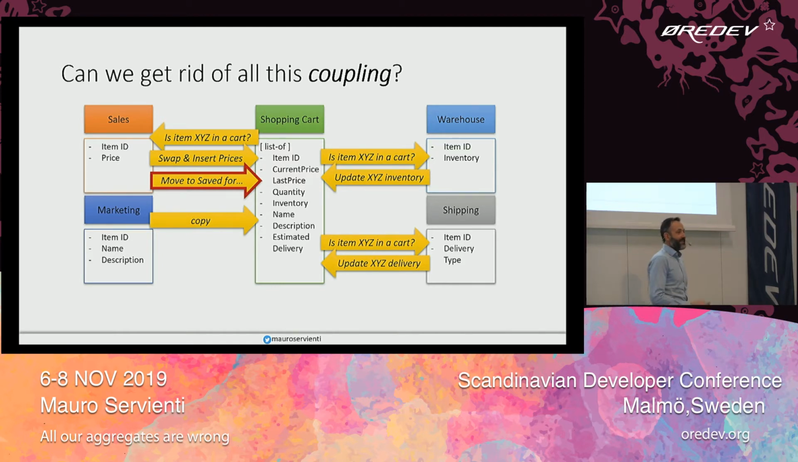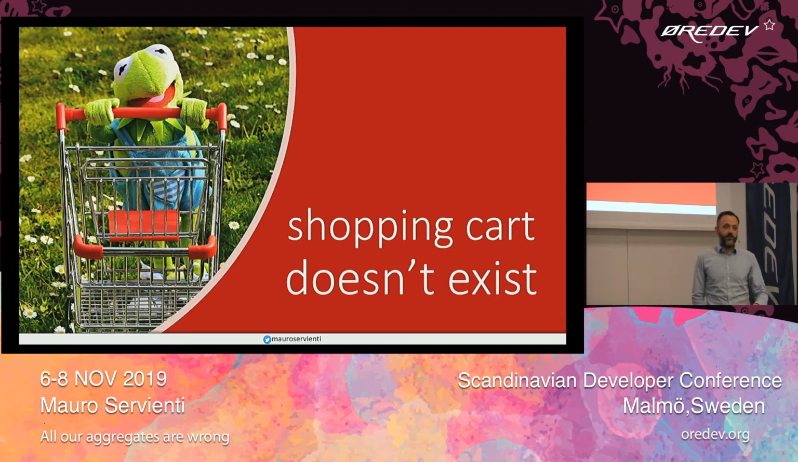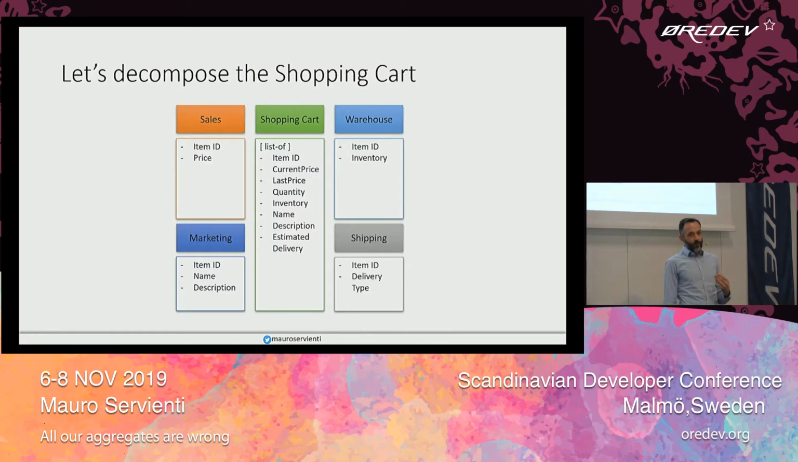So the reality is that the shopping cart doesn't exist. It's a business concept, and it's a user mental model concept. But if we want to model a system that deals with the shopping cart, we don't necessarily need a shopping cart in the system. So can we decompose the shopping cart, analyzing its behaviors, and trying to understand how we can assign responsibilities to owners?